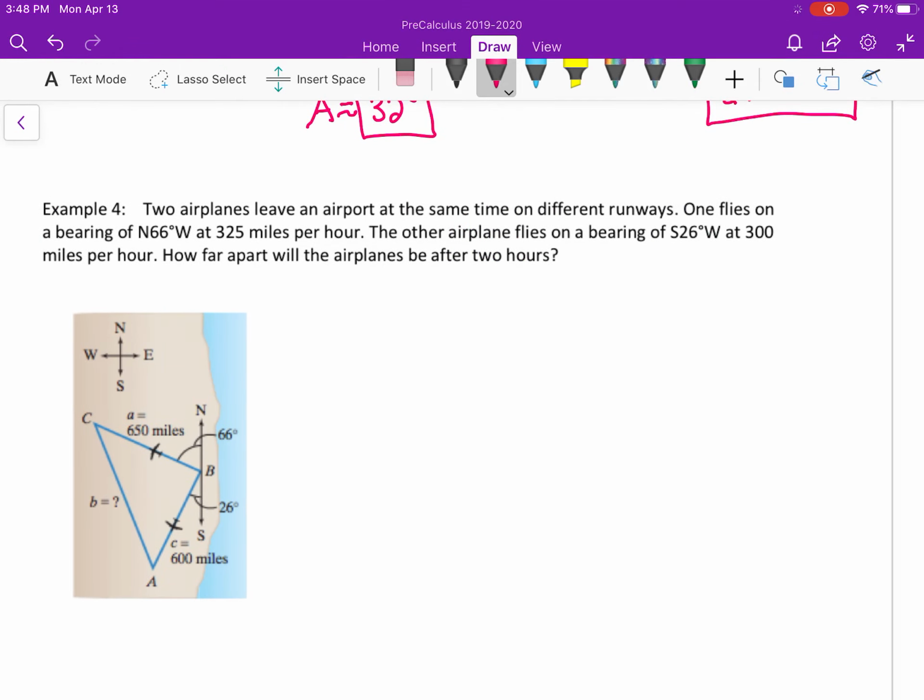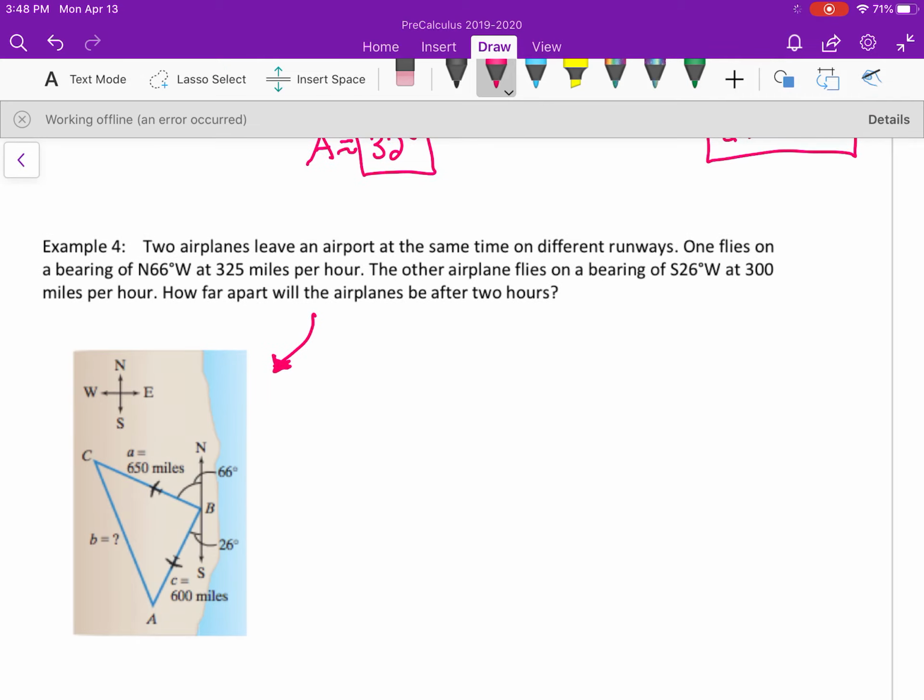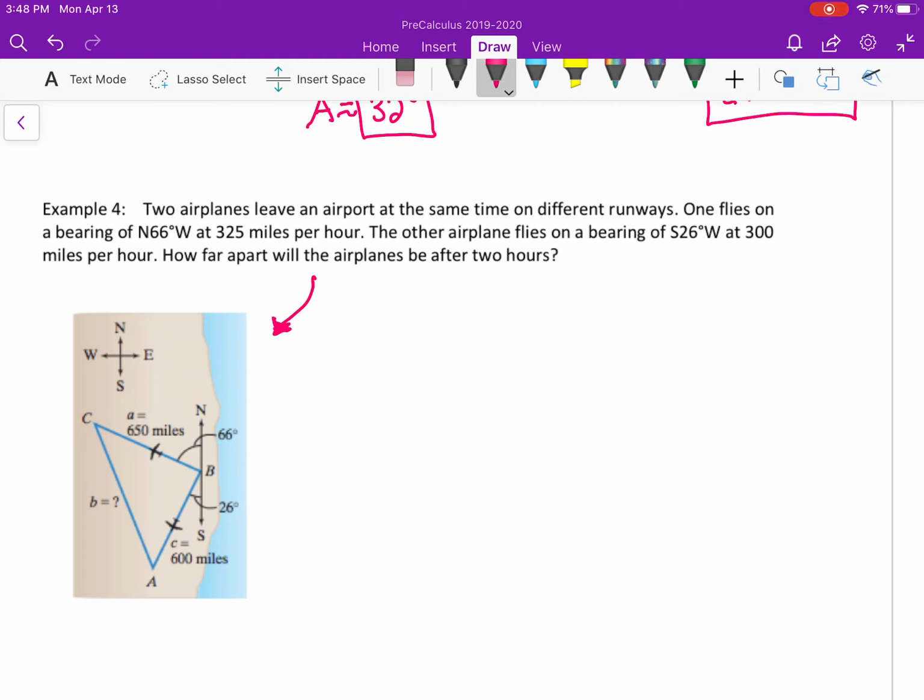2 airplanes leave an airport at the same time on different runways. One flies on the bearing of north 66 degrees west at 325 miles per hour. The other airplane flies on a bearing of south 26 degrees west at 300 miles per hour. How far apart will the airplanes be after 2 hours? I went ahead and copied the picture for you because this is a little tough to recognize if we haven't studied a lot with bearings. And in this case, we haven't, so we'll just look at it this way.